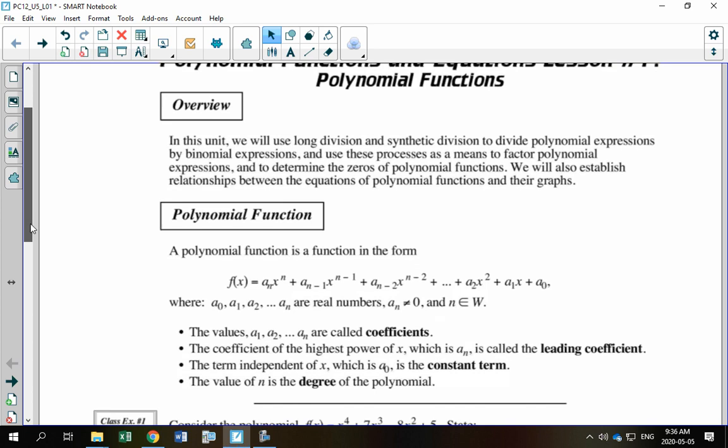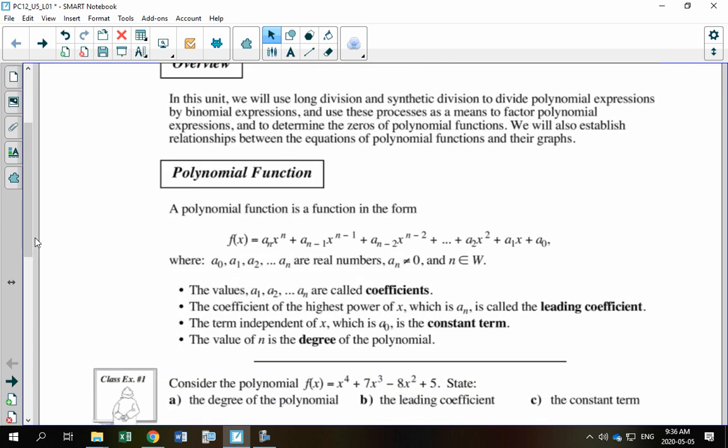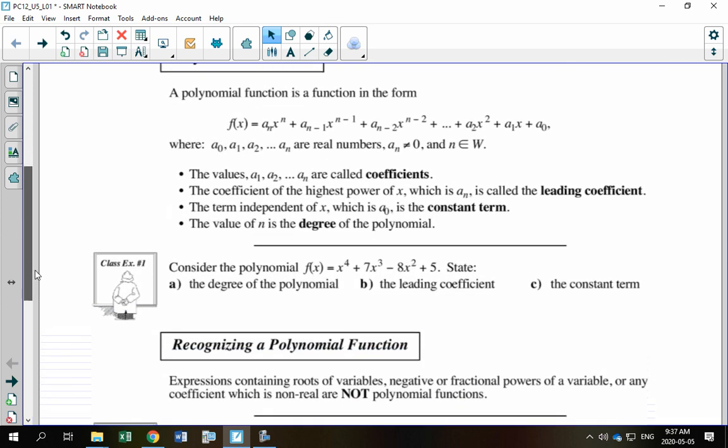Eventually we're going to be using long and synthetic division to divide polynomial expressions by binomials and use these processes as a means to factor a polynomial and to determine zeros of a polynomial function. We'll also establish a relationship between equations of polynomial functions and their graphs. So in terms of what a polynomial function is, it's of this form. So there we go, f of x.